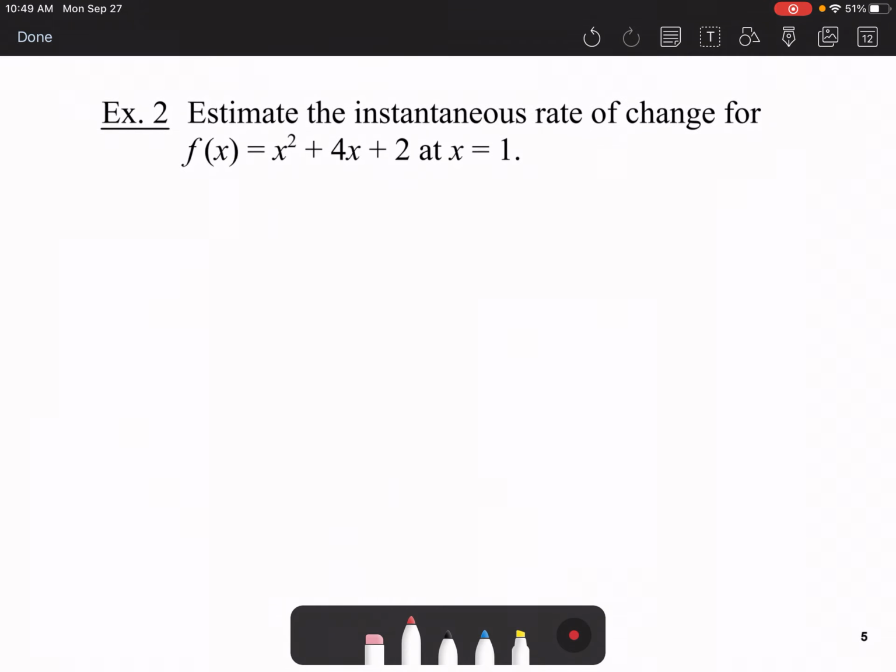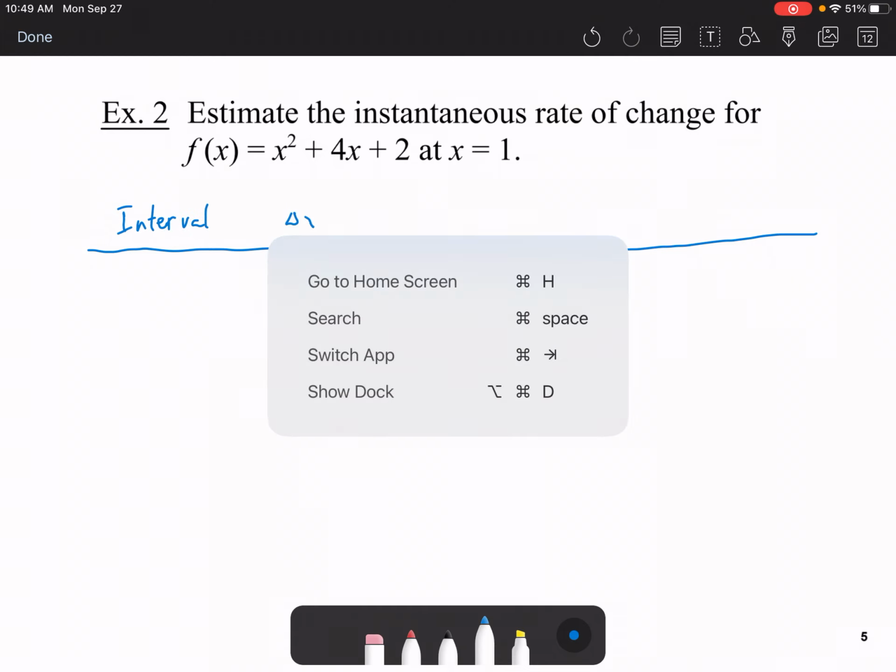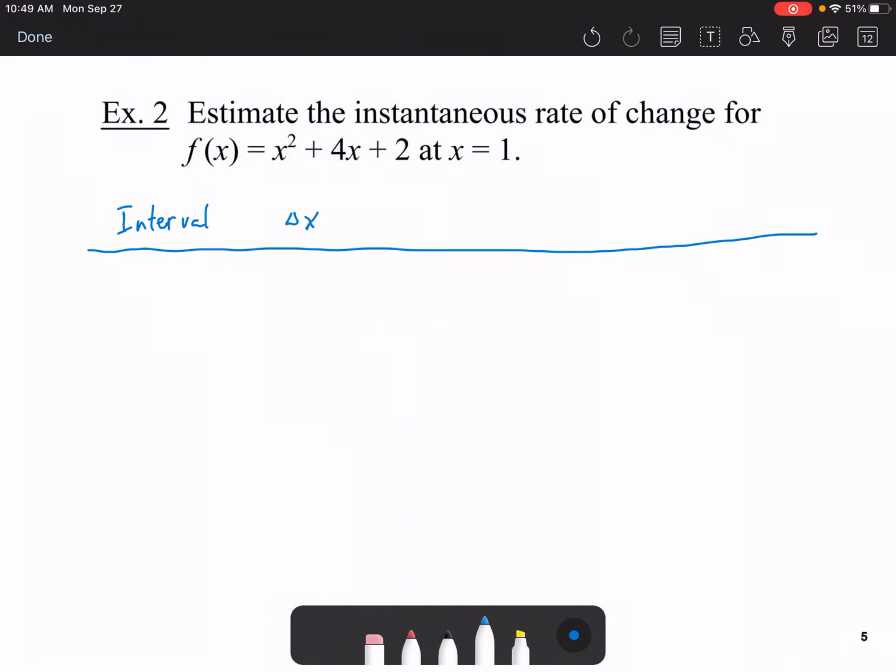Let's estimate the instantaneous rate of change for this function, and this time we're going to use a table. So I'm going to set up a table here to help me out. I'm going to start at choosing some intervals, and with that interval I'm going to calculate my change in x. With that, I'm going to calculate the change in y values, and then I'm going to calculate my average rate.